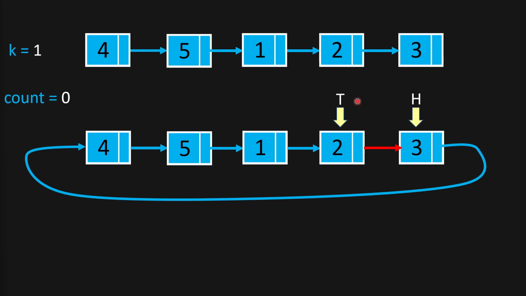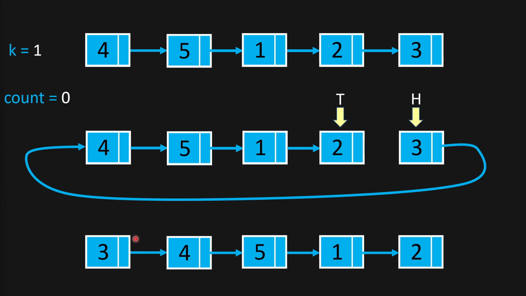So if we actually follow this logic, tail is going to end up at the position where we want to say this should actually point to null, like so. And if we check, this is going to be the same thing that we had in the beginning. We have correctly rotated our linked list. 3 is pointing to 4, 4 is pointing to 5, 5 is pointing to 1, and 1 is pointing to 2, and 2 is pointing to null, like so.